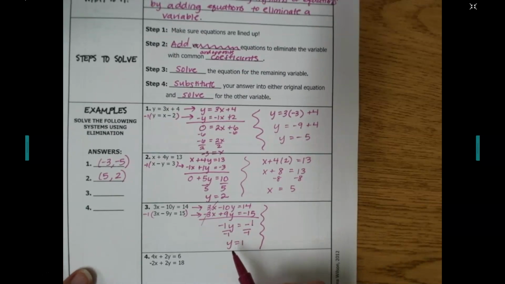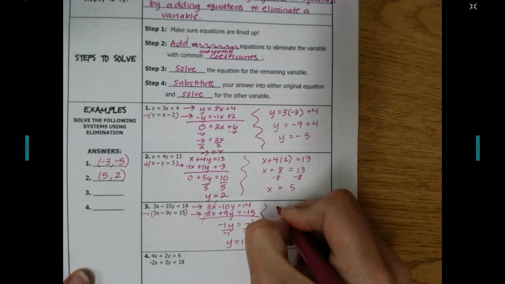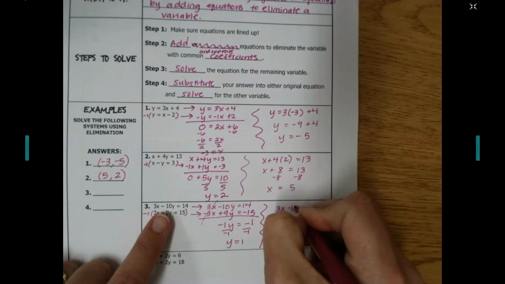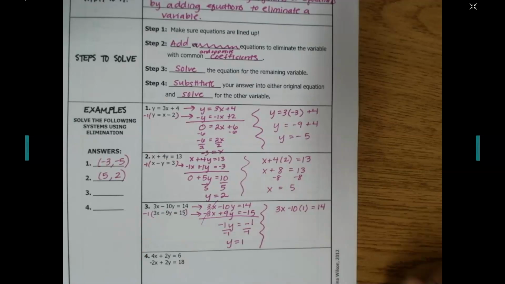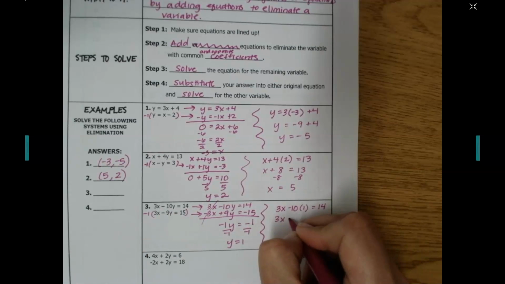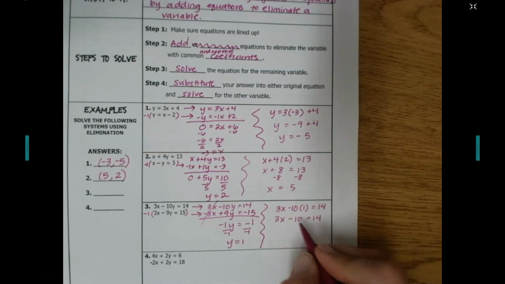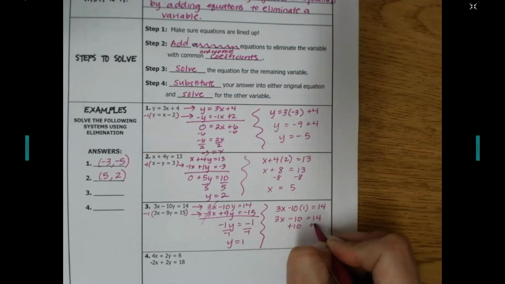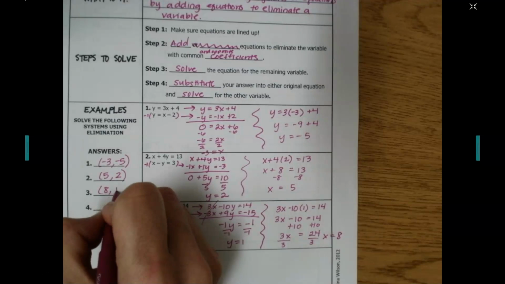Once you know the value of one of the variables, you just plug it back in, and you can plug it back into either one of these. I'll just plug it back in the first one again. So I have 3 times x minus 10 times y, but I know y is 1, so 10 times 1 equals 14. So 3x minus 10 equals 14, and now I just need to solve for x. Got to get rid of the constant first, so we're going to add 10 to both sides. 3x equals 24, and then we're going to divide both sides by 3. X equals 8. So 8, 1.